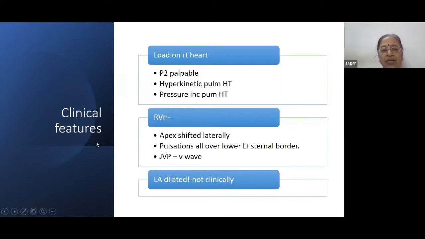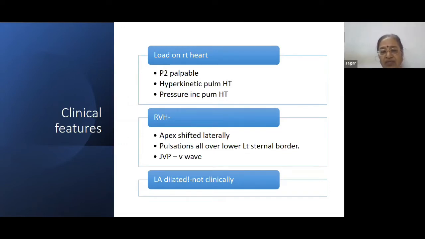Now, the clinical features reflect the pathophysiology. There is a load on the right heart. Like we said, the pulmonary hypertension is there, hyperkinetic or pressure increase, and so the P2 becomes palpable. There is an RVH, so the apex is shifted laterally because there's RV volume overload. So the apex will just go lateral. Pulsations are present in the lower left border because of the increased flow into the right ventricle, which give rise to not only parasternal heave, but also parasternal pulsations.